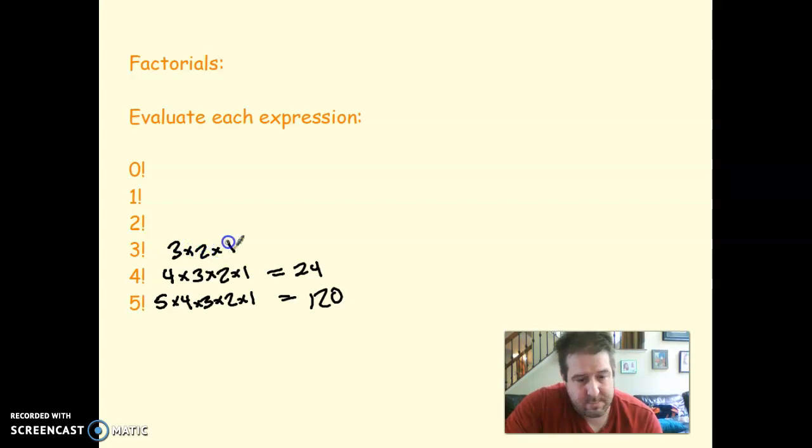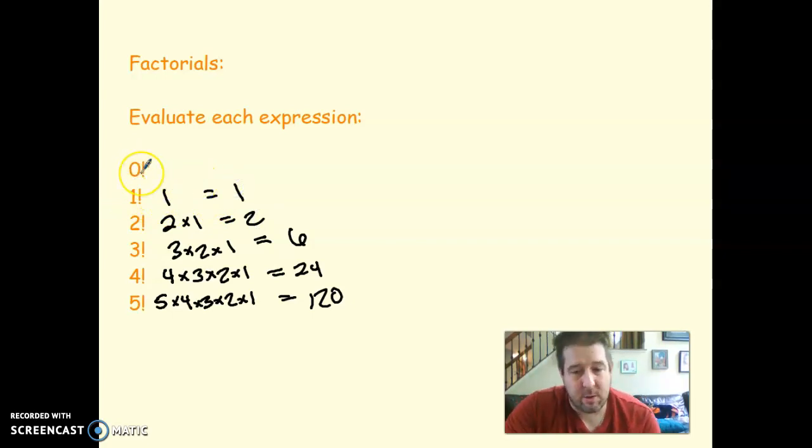3 times 2 times 1. So basically, factorial just means multiply it by all of its whole numbers that are below it, or actually all of its natural numbers, technically. Don't want to multiply by 0. 3 times 2 times 1, which is 6. This is 2 times 1, which is 2, and this is just 1, which is 1.